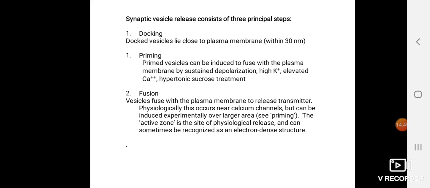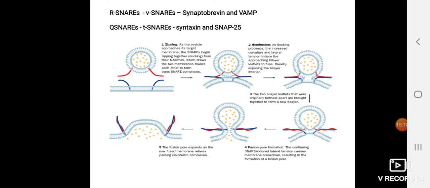Priming takes place wherein there is an increase in the concentration of calcium. High potassium, elevated calcium, and hypertonic sucrose treatment are the elevated concentrations of ions that cause priming. Some of the proteins at the membrane get activated, then the fusion takes place. The vesicles fuse with the plasma membrane to release the neurotransmitters. So you can see this is the overall process.